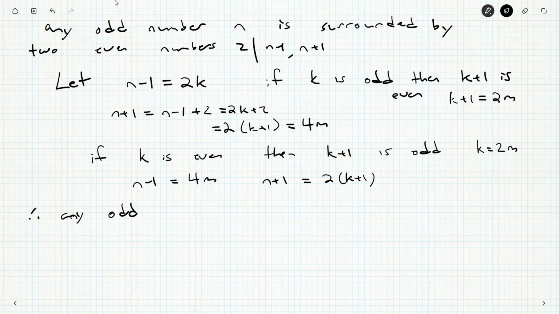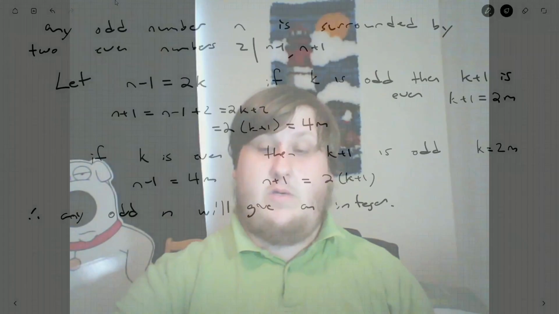So any odd n will give an integer. So we already have 10 even numbers that will work. 8, 16, 24, 32. Those are separate and distinct from the odd numbers that will work. And it turns out all odd numbers in our range will work. 3, 5, 7, all the way up to 79. So we just need to count those.